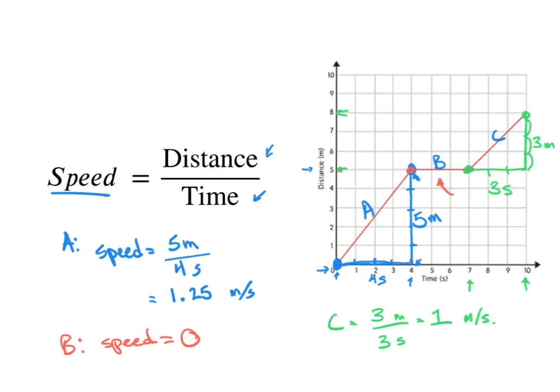Obviously, this only works if we do have a straight line. So if we see something curved, something non-linear, that means the speed is changing, right? So we wouldn't be able to calculate the speed because it's not the same on that whole part. But in this one, we just had some straight lines, so we're able to calculate the speed using this technique.